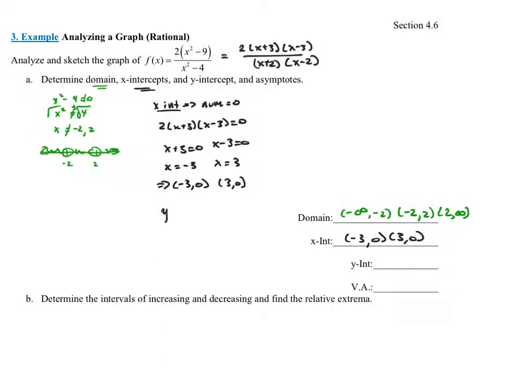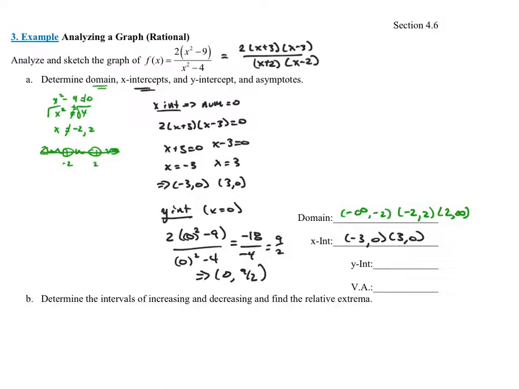We can also find our y-intercept. Again, what is a y-intercept? A y-intercept occurs when x equals 0. Plug that into the function. It might even be easier to use the original function here rather than the factored version. So that'd be 2 times 0 squared minus 9, all over 0 squared minus 4. Well, that's negative 9 times 2, which is negative 18, over negative 4. So that's going to simplify into a positive 9 halves. So that tells me the point 0, 9 halves would be my y-intercept.